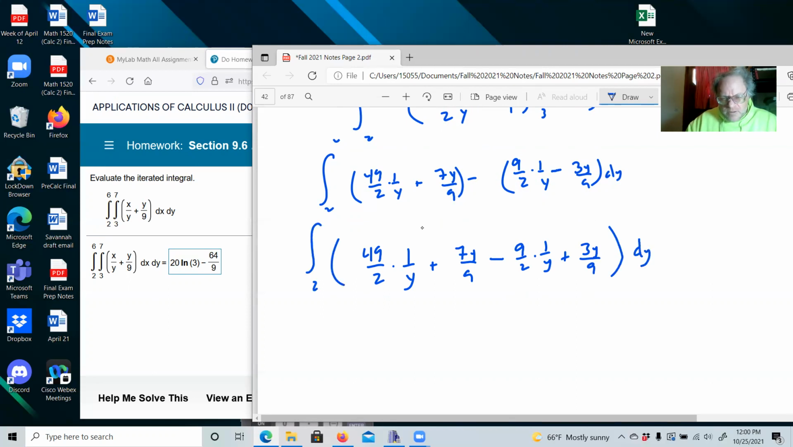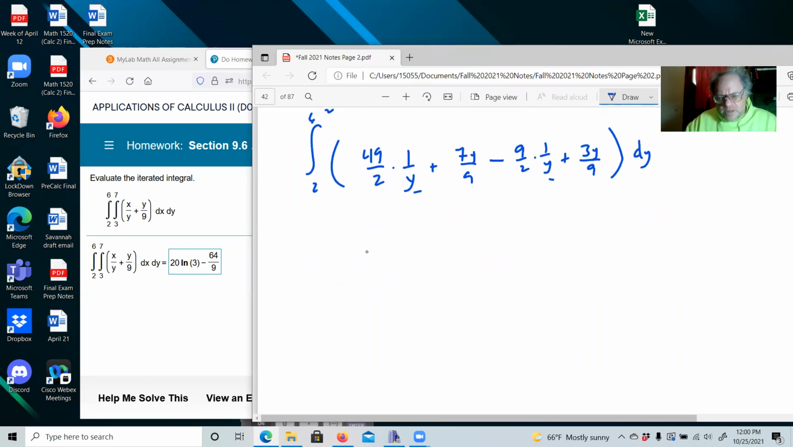Y, 2, and 6. These are both 1 over y's, so 49 over 2 minus 9 is going to be 40 over 2 times 1 over y. 7 and 3 make 10, so we have 10y over 9. This is 20 times 1 over y plus 10 ninths y, dy, 2 to 6.